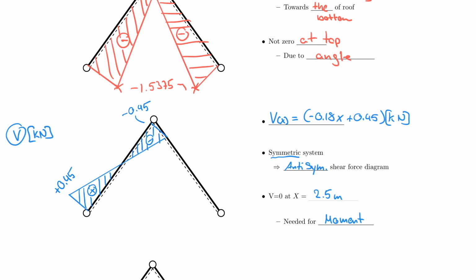And now it's anti-symmetric, keep that in mind, right? But everything else stays the same. The logic stays the same, and when in doubt, you can just solve or analyze the support B and then draw the internal forces for that direction. But we already know how it looks from previous analysis. So here it's positive now, and here it's negative, with of course the same values, minus 0.45 and plus 0.45.